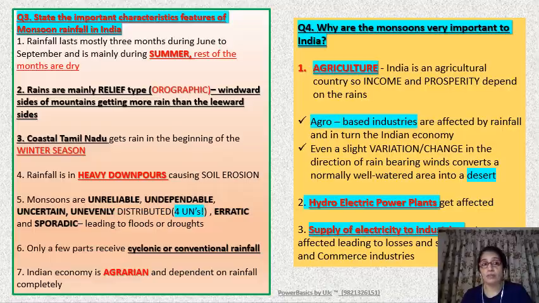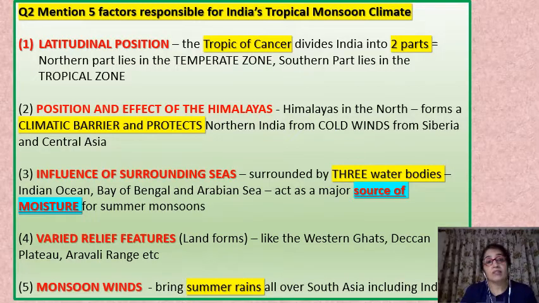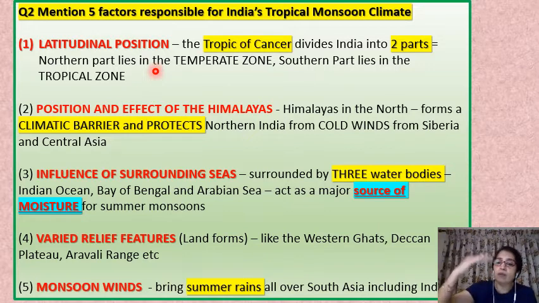Remember these points. So what are the 5 factors responsible for India's tropical climate, monsoon climate? The first one, which we have said, is latitudinal position. The Tropic of Cancer divides India into 2 parts. The northern part lies above the Tropic of Cancer in the temperate zone. The southern part lies below the Tropic of Cancer in the tropical zone.